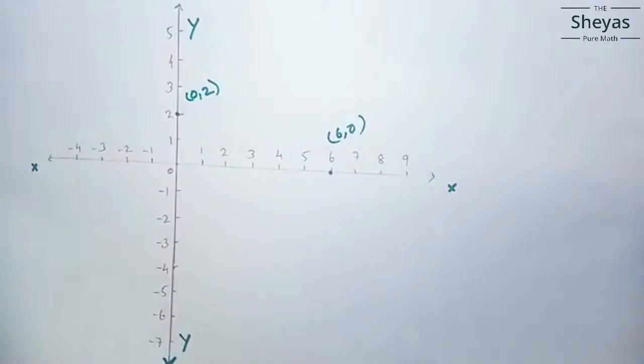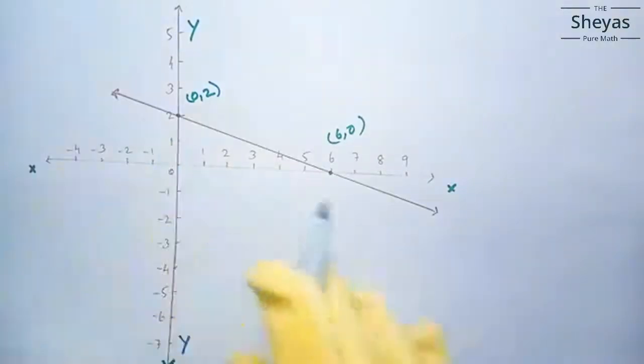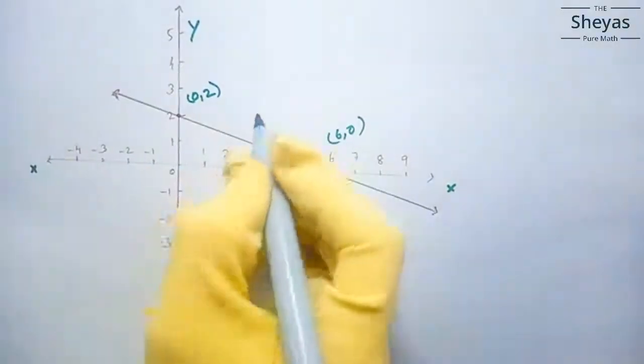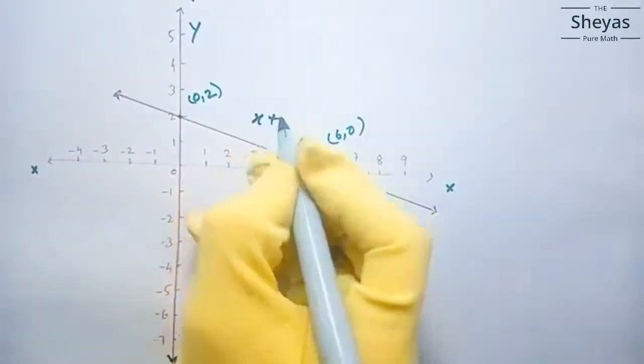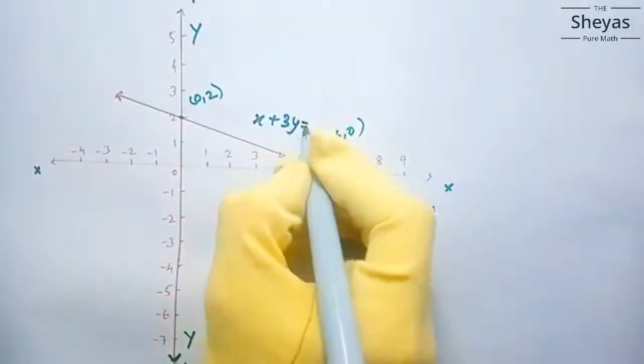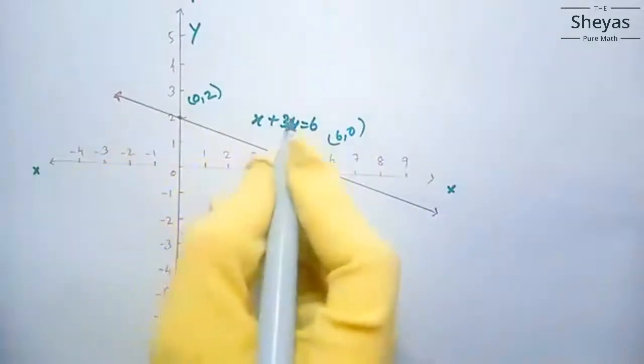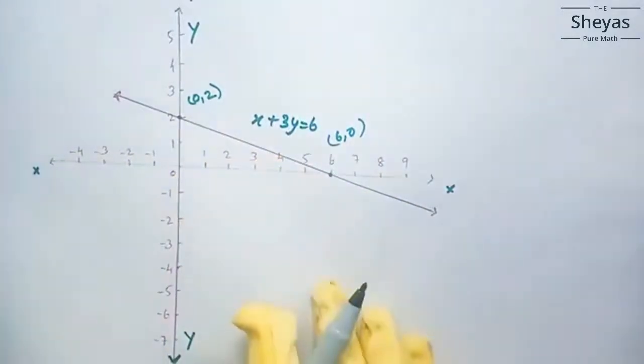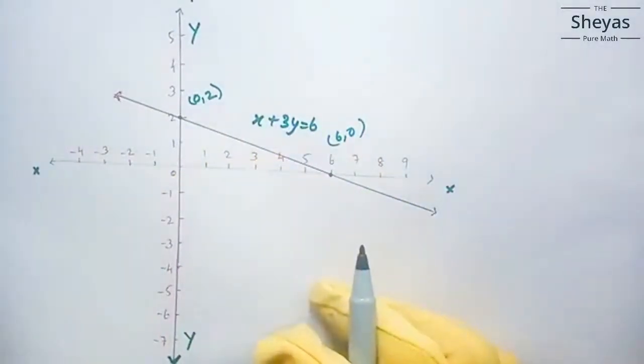Now you have to join these points 0, 2 and 6, 0. So this is the line x plus 3y is equal to 6. Now we can plot the next graph, that is the next linear equation.